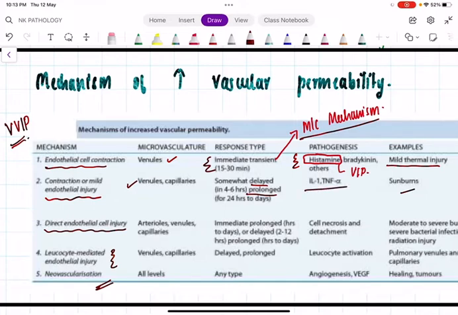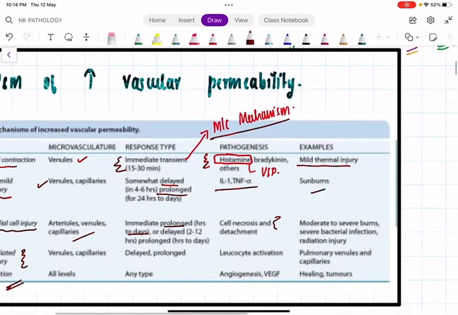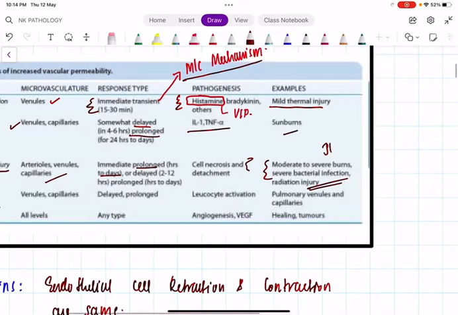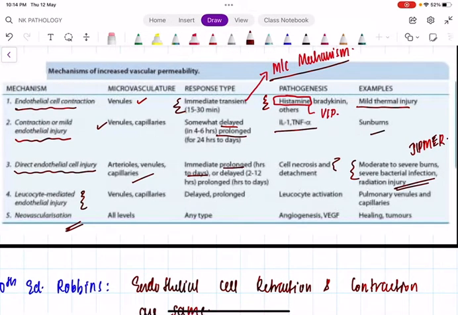Whereas direct endothelial injury involves arterioles, venules and capillaries. It is immediate prolonged or delayed prolonged. Mostly it is immediate prolonged, that is from hours to days. Cell necrosis and detachment occurs, and it occurs in case of moderate to severe burns or in radiation injury, bacterial infection. This question has been asked in JIPMER. Radiation injury causes increased vascular permeability through which type of mechanism? It is direct endothelial cell injury.